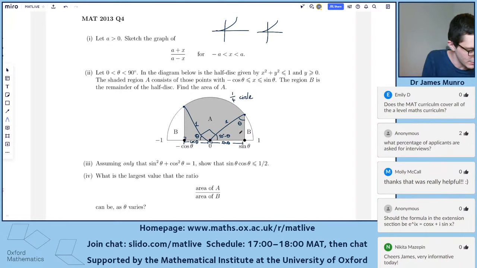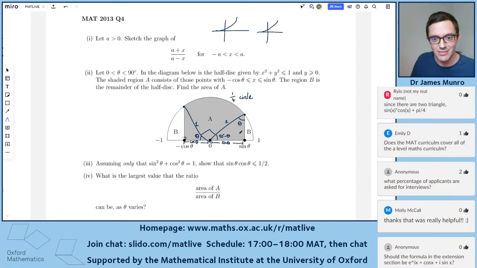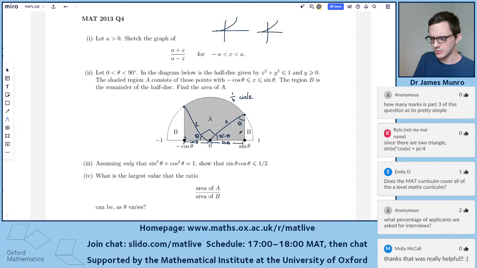Yep, two triangles. We're still doing the middle question. Pi over 4 plus sine x cos x. Yeah, cool. X and theta. Part 3 of this question, I can't remember how many marks this is. I think the breakdown might be about 3 or 4 in each part. So if you can do part 3 quickly, then that's an easy way to get quick marks, I guess. Cool.